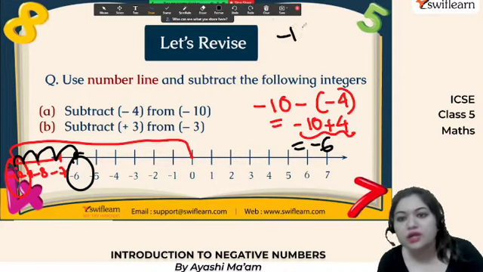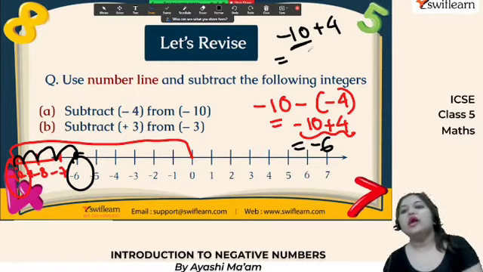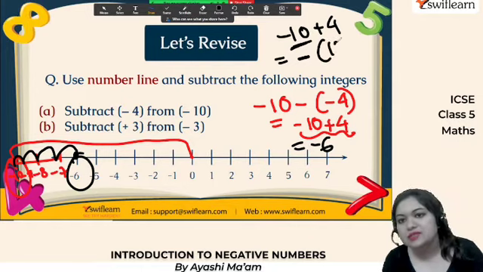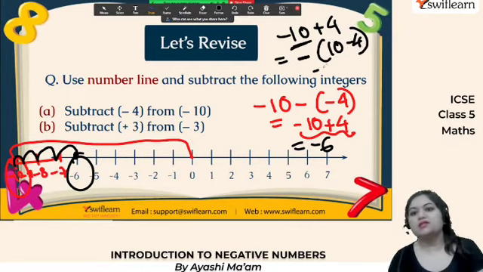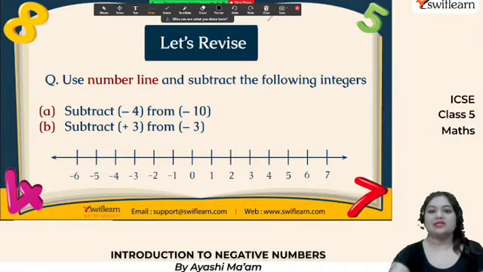And using the shortcut method, let's revise the shortcut method. So which number has greater value? Negative number has greater value. So in the answer also put negative, and then simply perform the subtraction, that is 10 minus 4, 6, -6. So this is how you can check your answer as well, right?